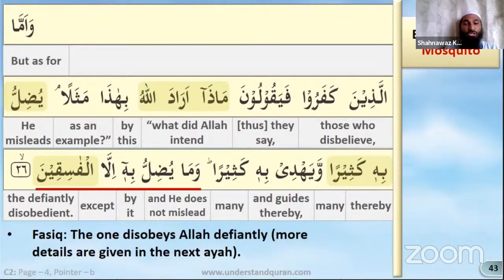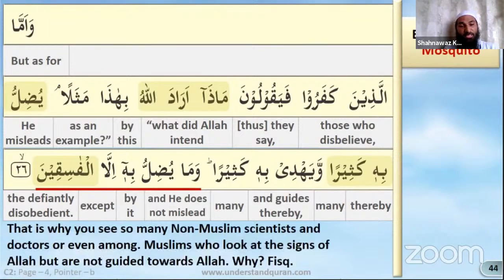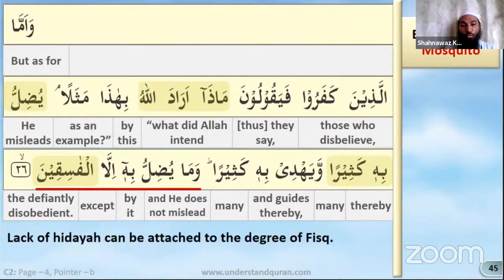So Fasik is the one who disobeys Allah differently. More details are given in the next ayah. We'll see that next time, because this ayah has a lot to cover. That is why you see so many non-Muslim scientists and doctors, or even Muslims, who look at the signs of Allah but are not guided towards Allah, and that is why they could become fasik, or differently disobedient.